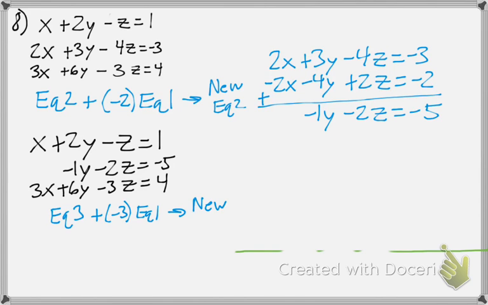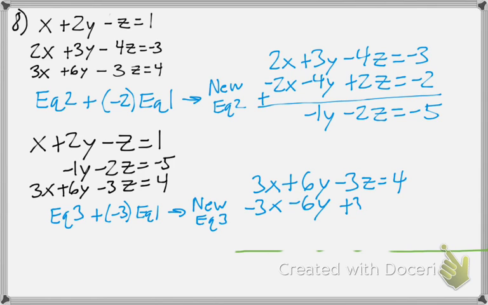So this is going to be 3x plus 6y minus 3z is equal to 4, and negative 3x minus 6y plus 3z is equal to negative 3, which if we add these up, the x's go away, the y's go away, the z's go away, so I'm left with 0 is equal to, and then 4 plus negative 3 is 1.